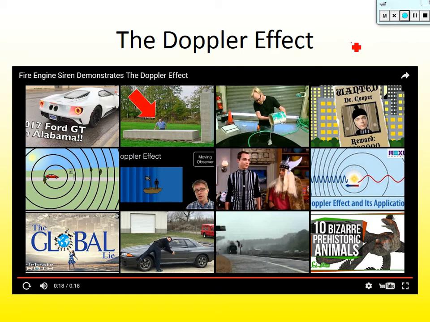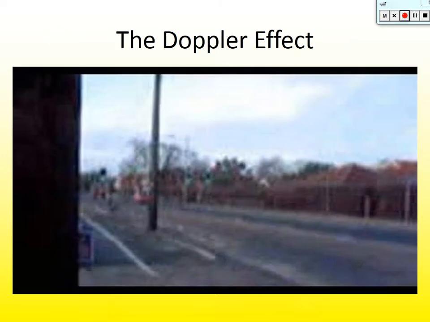Okay, so I hope that you were able to hear that. As it was coming toward us, the frequency of those waves was very high, and so we heard a high pitch. But as it went by us, you could tell that the frequency or the pitch of that siren decreased. It was a lot lower pitch as it went by. That's what the Doppler effect is, and that's what we're going to be learning about today.